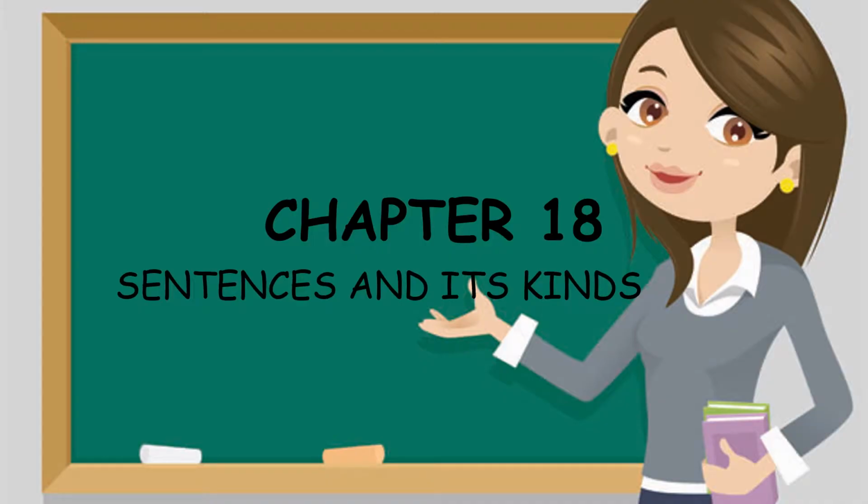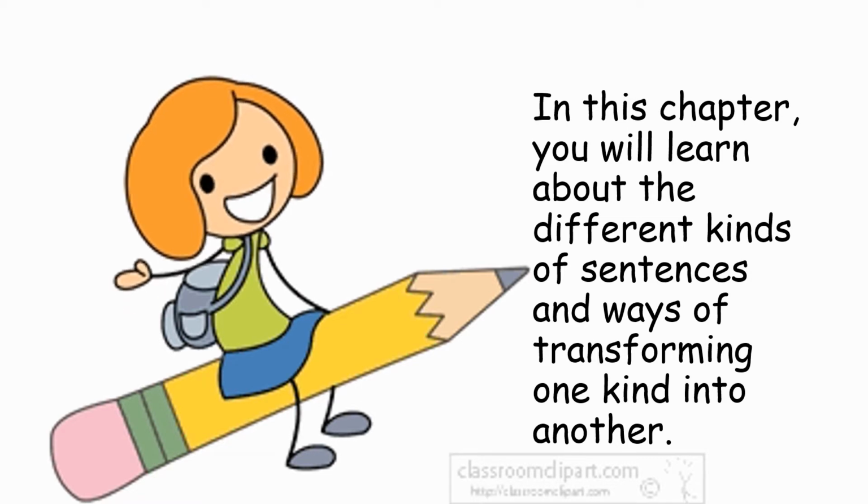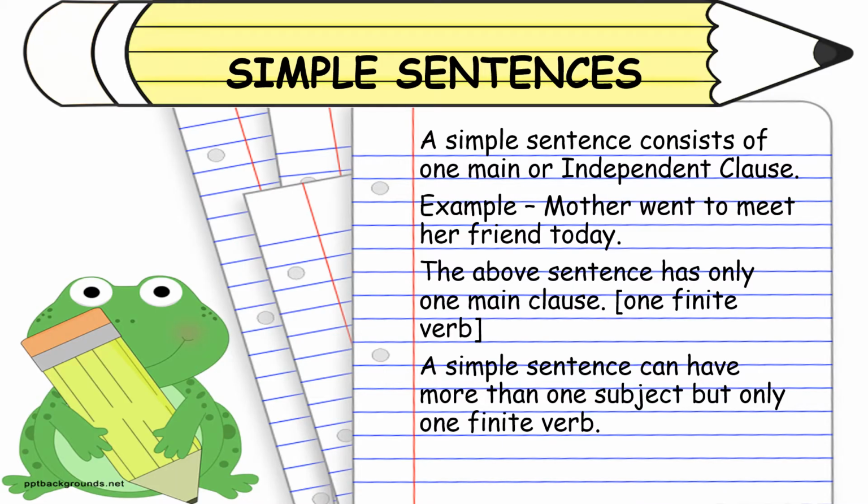The chapter which we are going to learn today is chapter number 18, Sentences and its kinds. In this chapter, you will learn about the different kinds of sentences and ways of transforming one kind into another. Our first topic under kinds of sentences are simple, compound and complex sentences. Let us look at what we mean by simple sentences.